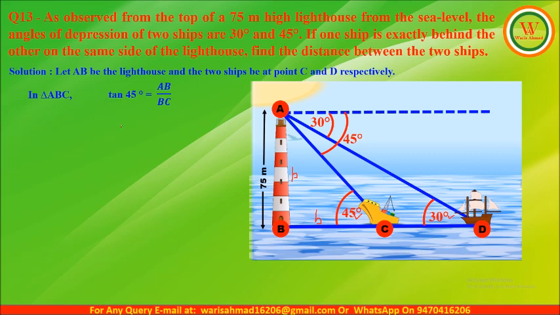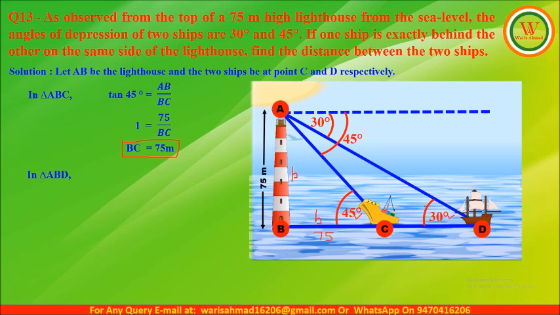The value of tan 45 is 1, so we can write here 1. AB equals 75, BC will be as it is. So the value of BC will be equal to 75 meters. Now we got the value of BC, that is equal to 75 meters. After getting the measurement of BC, we will consider triangle ABD. So here we can write in triangle ABD, we will apply tan 30 degrees, because in triangle ABD we have the angle of 30 degrees.